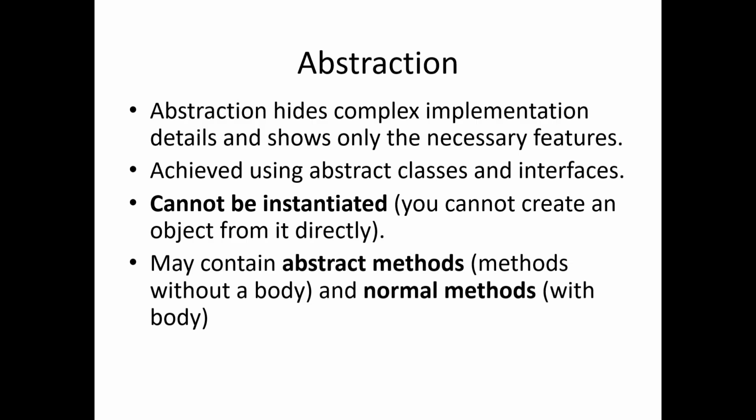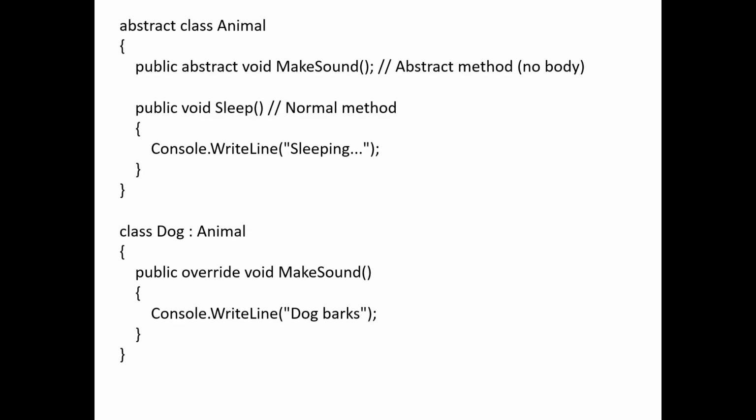For example, we have made an abstract class Animal. The syntax is that we just use the keyword abstract before declaring the class. In the abstract class Animal, we have used a method which does not have a body and a normal method. We have declared both these methods: MakeSound and Sleep. And in the derived class we have made a MakeSound method which is overridden, because obviously it was already declared.